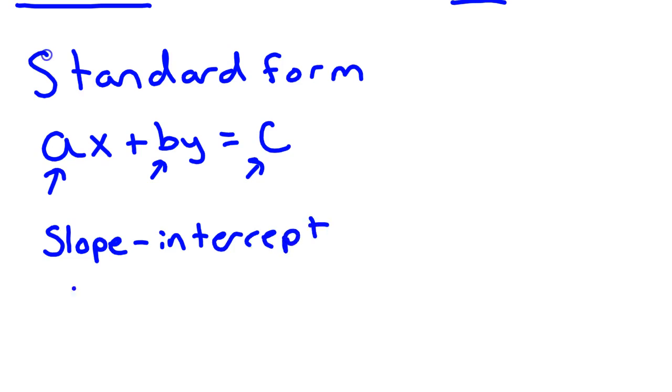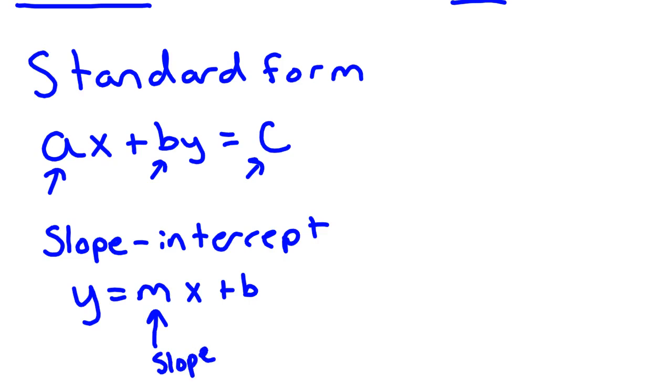Okay, slope-intercept form is the one you see most often. It's typically written as y equals mx plus b, where m stands for the slope of the equation. And if you don't know what slope is, you probably shouldn't even be watching this video. You need to go look at the concept of slope and understand that. And b is the y-intercept.